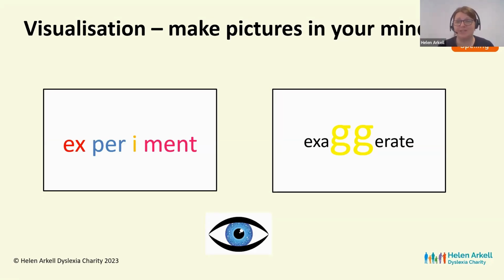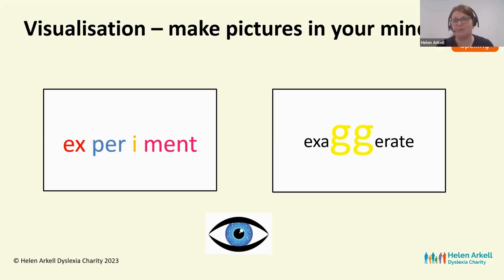Other thing I've got is exaggerate here. So you can use visualization again, rather than getting a child to just write out a word umpteen times to try and remember it, work out what they are getting wrong in that word and try and focus on that part of the word to really maximize the effort. So in exaggerate, often it's the 2 G's. So we've exaggerated the G's there, made them big, made them interesting.